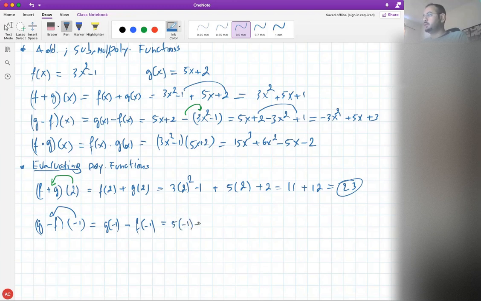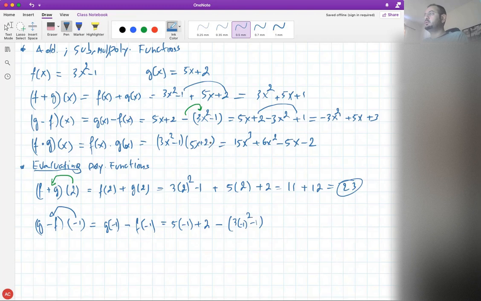5 times -1 plus 2. And a minus. Whatever comes after the minus has to be in parentheses. This is very important. Whether it's a function or some evaluation, it must be in parentheses because the minus will affect everything inside, not just the first term. It changes the sign. Then -1 into f: 3 times -1 to the second, minus 1.